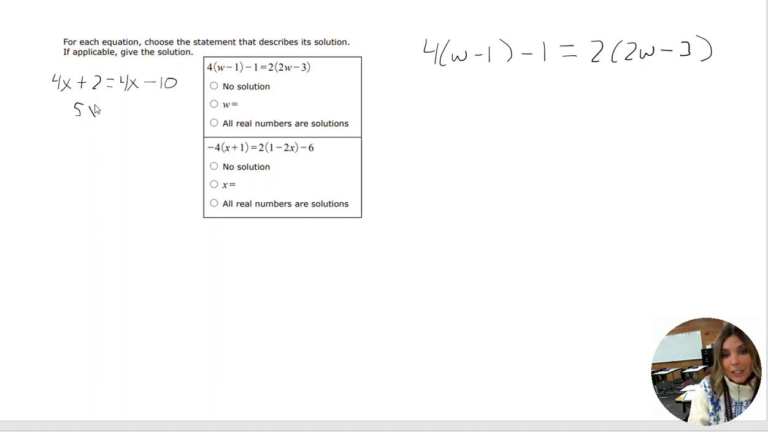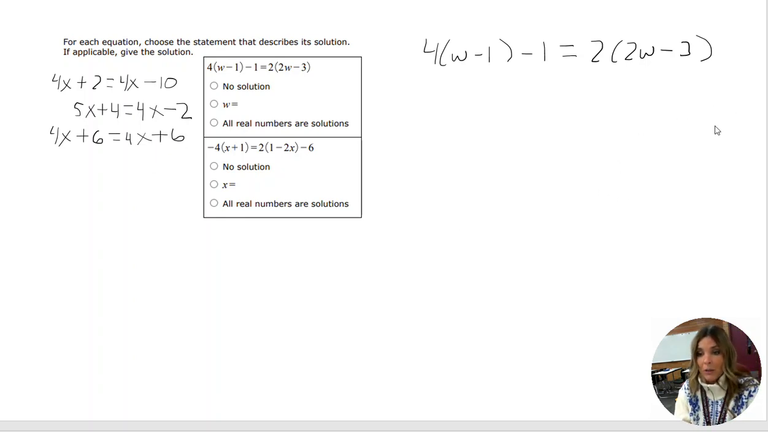So that's what it will look like for no solution. If it has one solution, your variable term on both sides is going to be different, okay? And then if it's all real numbers, your variable term and what's being added to that variable term will be exactly the same. That is a situation where it's all real numbers or solutions. So let's go ahead and try this one.